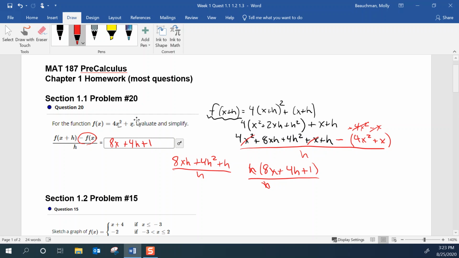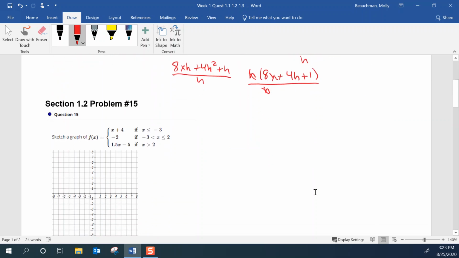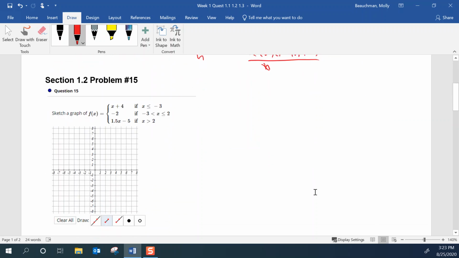All right, the next problem I've had the most questions about are the piecewise functions in section 1.2. This one is problem number 15, and I think mostly it's a matter of how you're graphing it, so I want to give you a hint on that. We're going to graph these three equations on the same graph, but only for limited values of the domain.